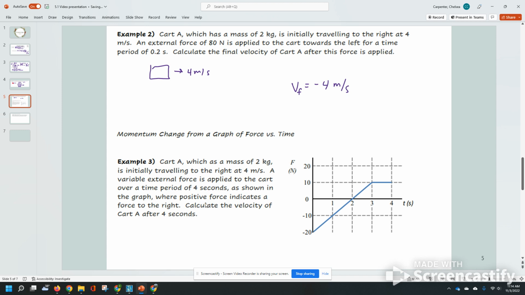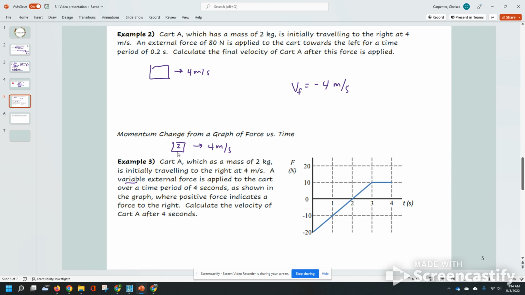All right. Next one, we have a graph. Similar idea. We have a cart A with 2 kilograms, traveling to the right at 4 meters per second. A variable external force, which just means we have a changing force, as you can see by the graph, is applied to the cart over a time of 4 seconds. Positive forces indicate a force to the right, so I'm assuming that the negative force is to the left. Calculate the velocity after 4 seconds.